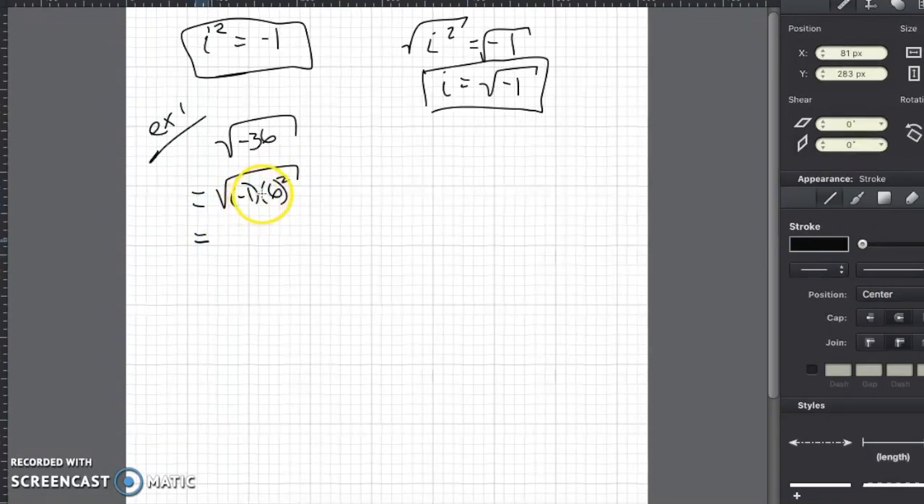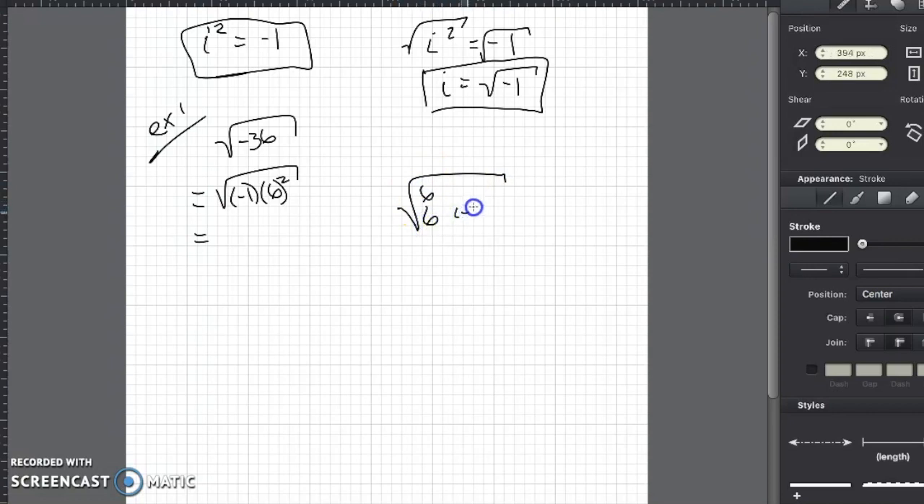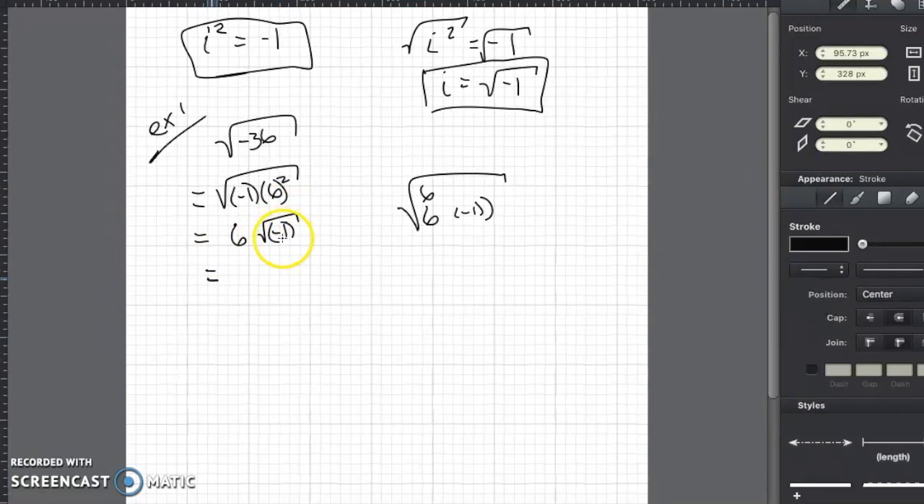Now I could do a couple things, right? So I can separate them out, or if you haven't heard this one before, I've heard of the prison breakout method. If I have two sixes and a -1, these two guys can jump out. So I'm going to have a 6 on the outside and a square root of -1 left over, right? So 6 square root of -1. But hey, look at this. If I have a square root of -1, I can replace that with an i. So let's do that. I'll have a 6i. Okay, so that's going to be one example of a complex number. So square root of -36 is equal to 6i.